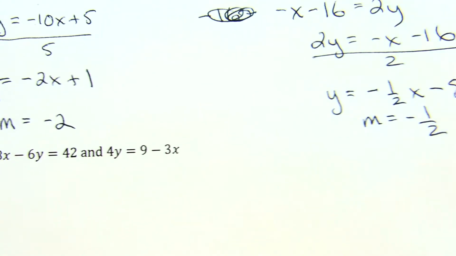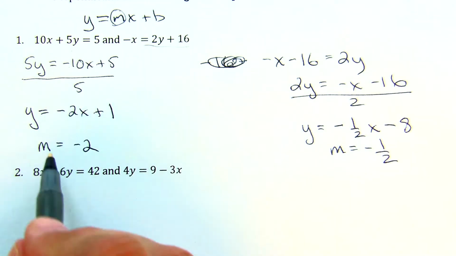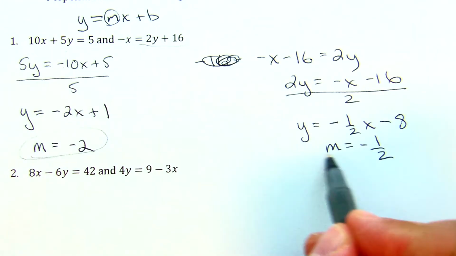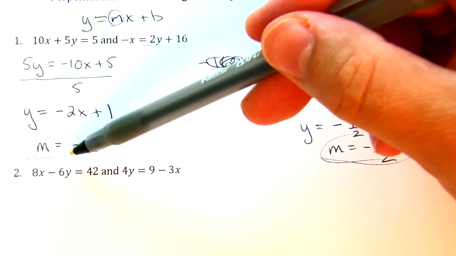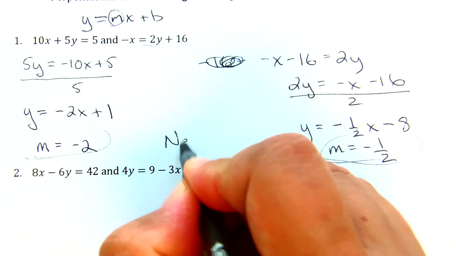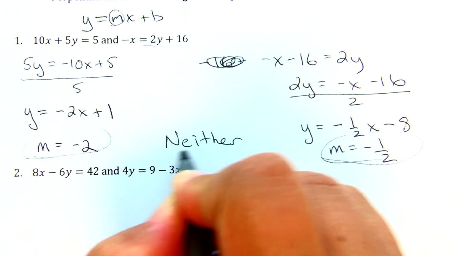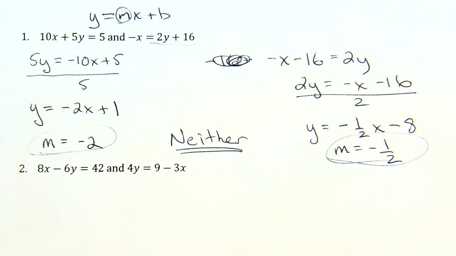So, looking at these two, I've got m equals negative 2 and m equals negative 1/2. The slopes are not the same, so the lines aren't parallel. And they aren't negative reciprocals. They're reciprocals, which just means you flip the fraction, but they're not negative reciprocals because they have the same sign. So these are going to be neither. That means they'll intersect, but they won't intersect at a right angle.